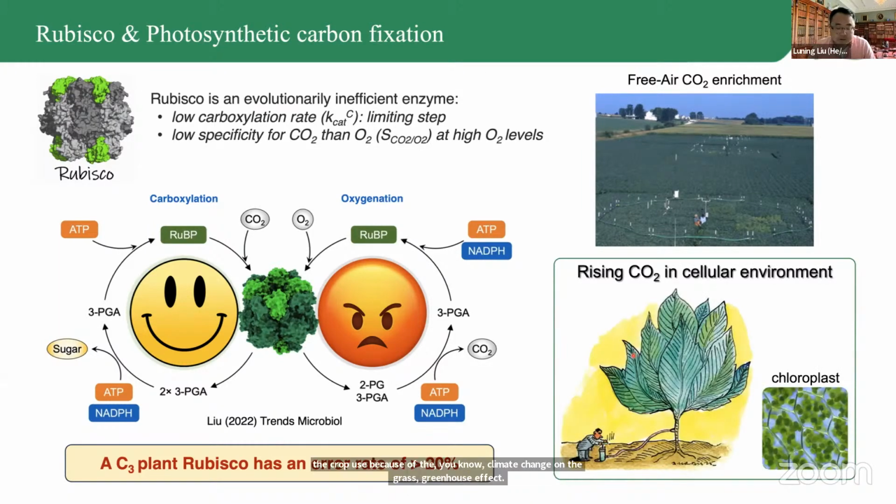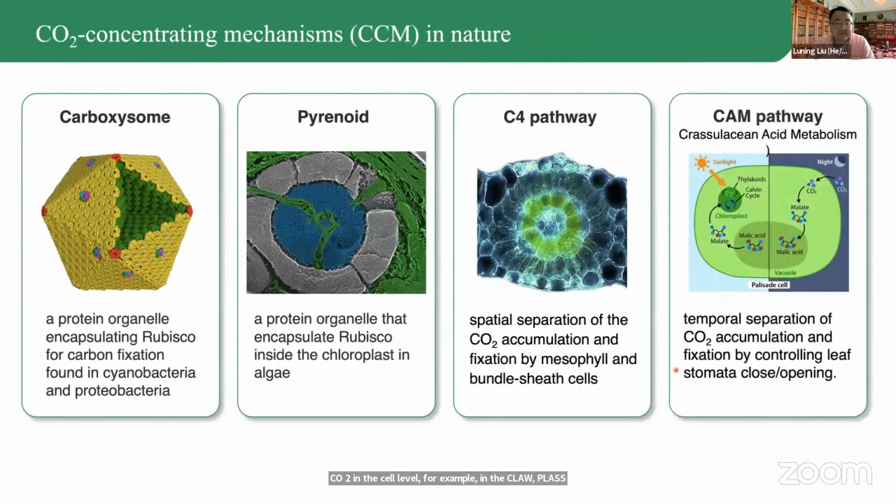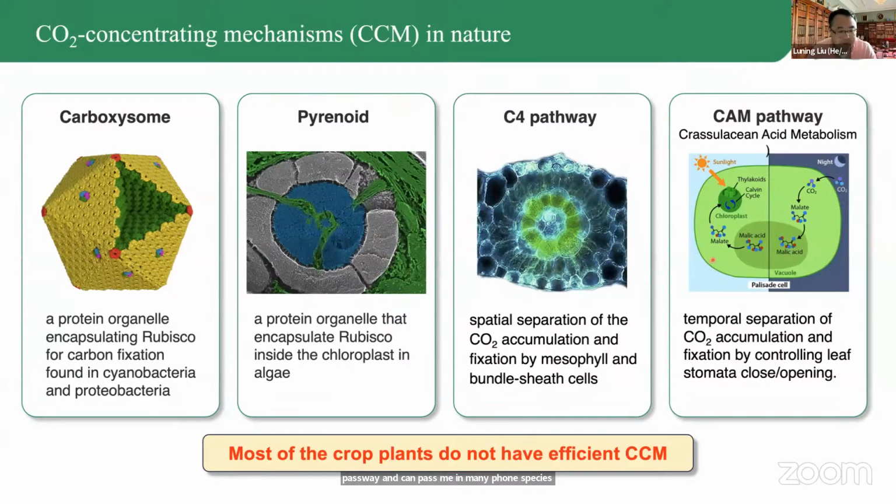So an innovative strategy is to increase the CO2 at the cellular level, for example, in the chloroplast where Rubisco occurs and functions. In fact, nature has already evolved various CO2 concentrating mechanisms in different organisms. For example, the carboxysomes in cyanobacteria and proteobacteria, and pyrenoids in algae, as well as the C4 pathway and CAM pathway in many plant species. In contrast, most crop plants don't have efficient CCM systems because they use the C3 pathway.